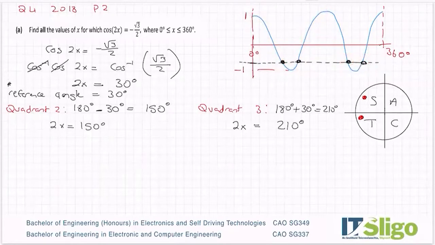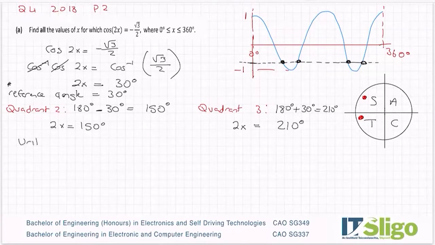Well, any waveform is cyclic. Any trig waveform is cyclic, or it repeats. Okay, so the distance between here and here is actually 180 degrees, okay? And the distance between here and here is 180 degrees, okay? So how do I suppose mathematically write that down? We can see it in the waveform, but how do we write it down?